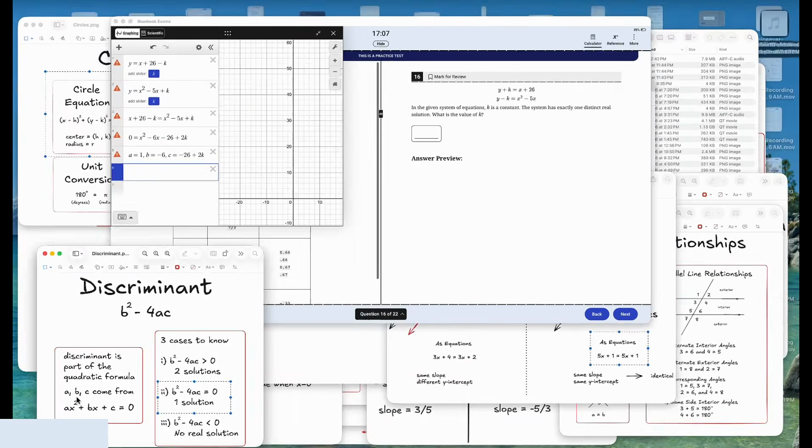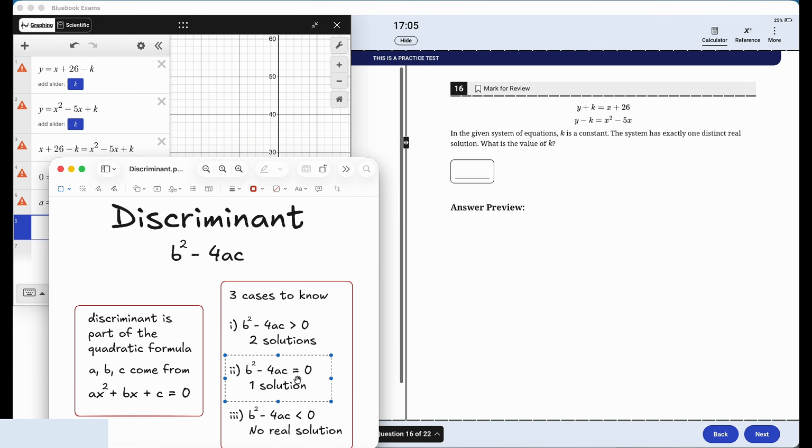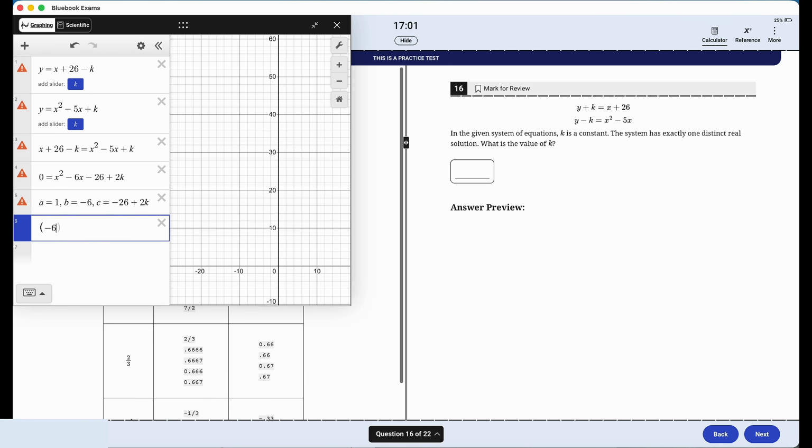Now back to my discriminant. I'm just going to use this. I'm going to type in b squared minus 4ac equals 0 because it's the one solution case. So it's negative 6 squared minus 4 times a times the c, equals 0. Still an error because it's an equation. Remember, we talked about this a few times already in this video alone. It's got to be x for Desmos to solve an equation. So swap the k to x and you get your answer, 17.5.